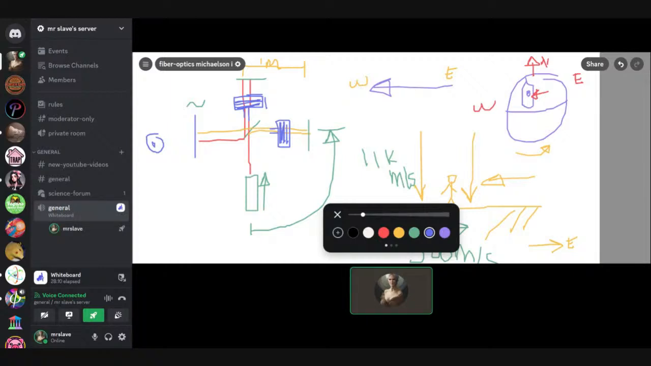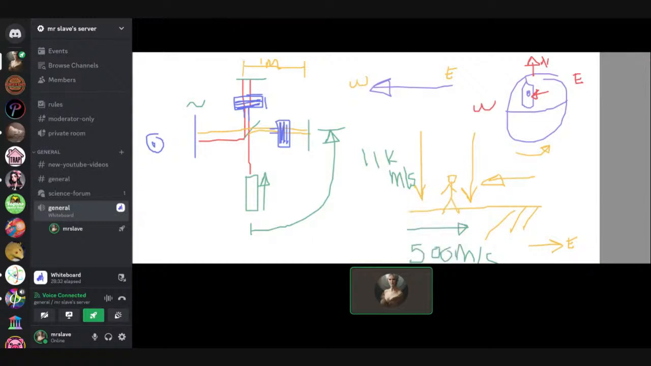You don't even need this half mirror, because you need to split the beam. You do need to split the beam. So I guess you need either a half mirror or some beam splitter. Maybe there's a fiber optics splitter. Is there a fiber optic splitter? It could be enough.